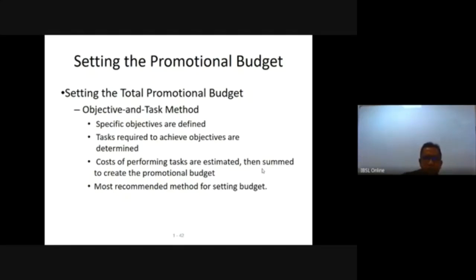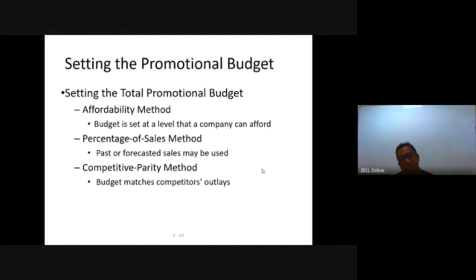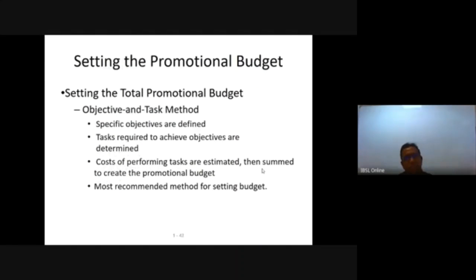This is a more logical, more acceptable, recommended method than the other three. The affordable method is good for smaller companies. Percentage of sales also has some weaknesses, because just going by the sales figure might not be very appropriate. Going by the competition also will not be the best. The most logical method is to list the activities you want to do to promote and push your product, what marketing campaigns you are going to do, and the cost of each campaign, and the total of all these costs becomes your marketing or promotional budget.